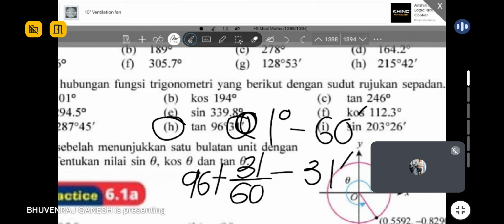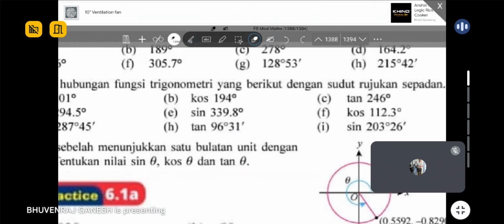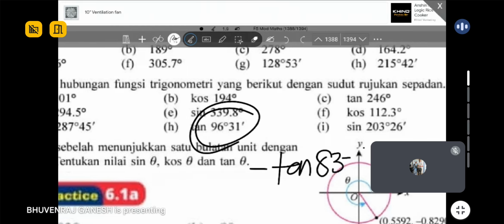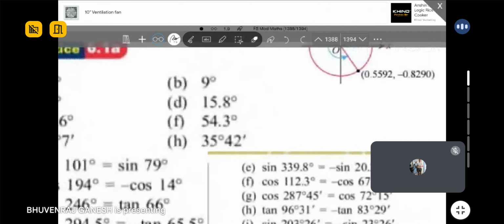Nilai ni. So kamu boleh dapat dari calculator. Alright, so why negative, guys? Because in quadrant 2 tangent is negative. Betul? Sebab sudut ni dalam kuadran kedua. Kuadran kedua tangent negative. So you add negative tangent, and then the reference angle is 83.48. So if you want to give your answer like this, also can.